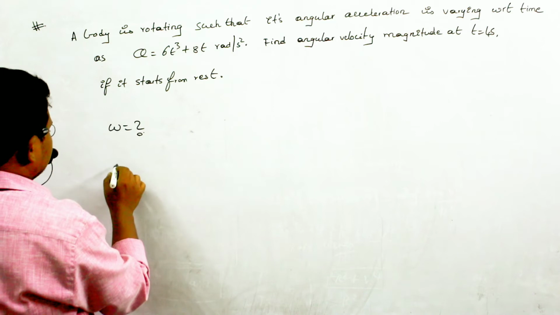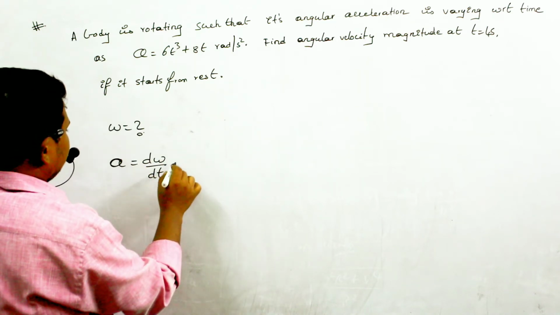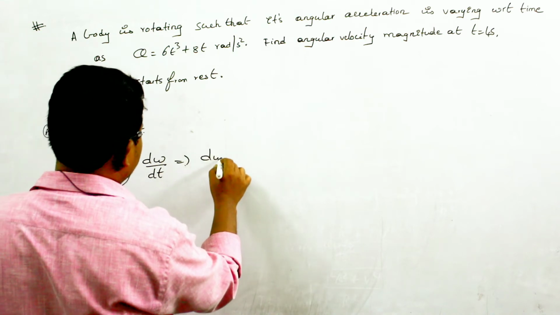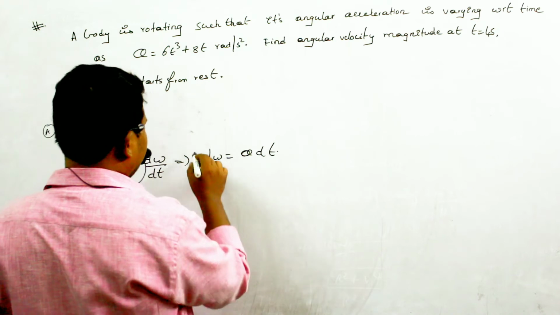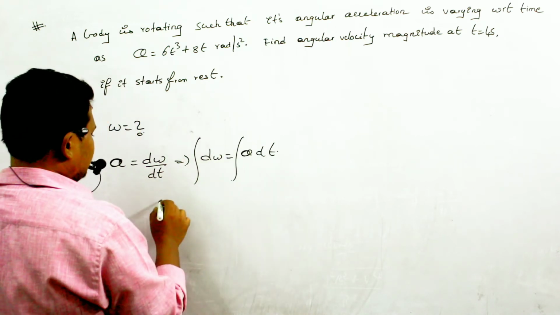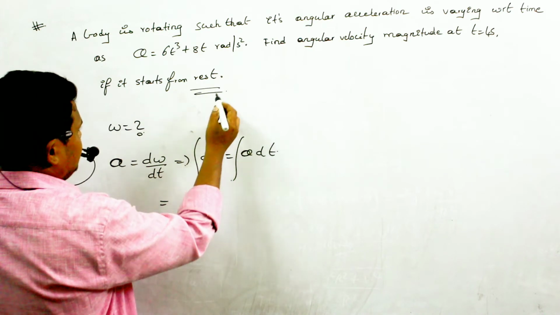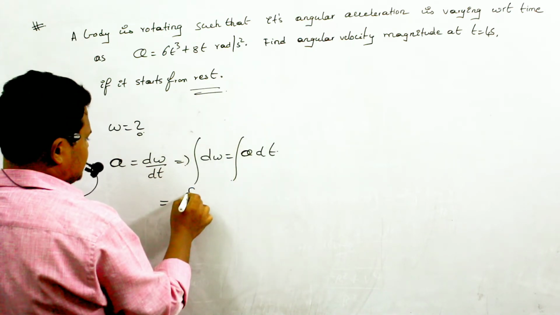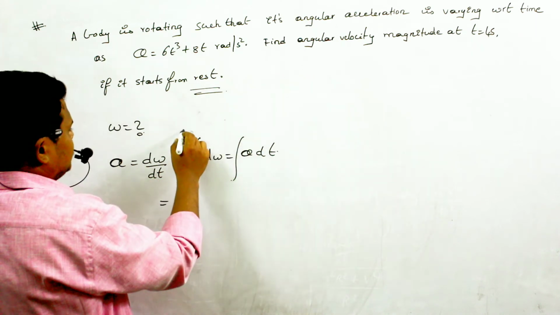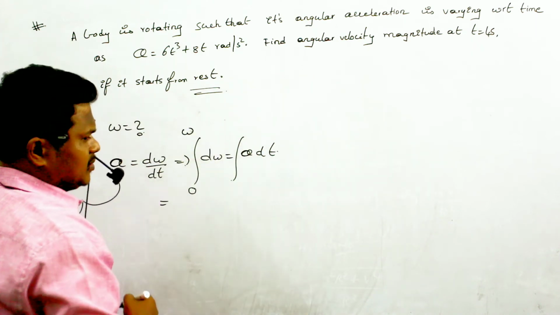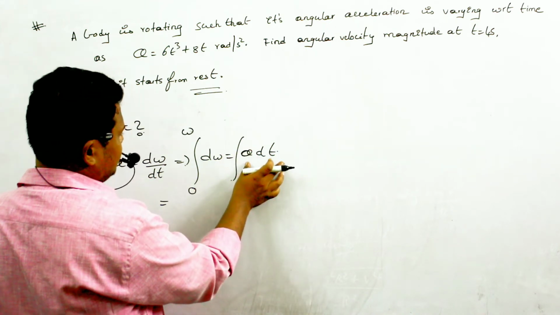So we have a relation that alpha is equal to d omega divided by dt, which can be written as d omega is equal to alpha dt. Now if you integrate on both sides, what are the limits of integration? It is said that initially the body is at rest, so the angular velocity initially is 0. Only the final angular velocity we are supposed to find out. So therefore the upper limit will become omega.